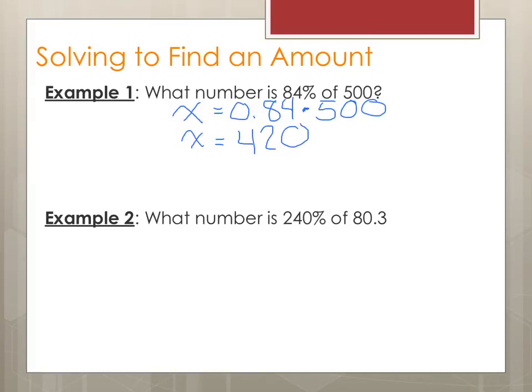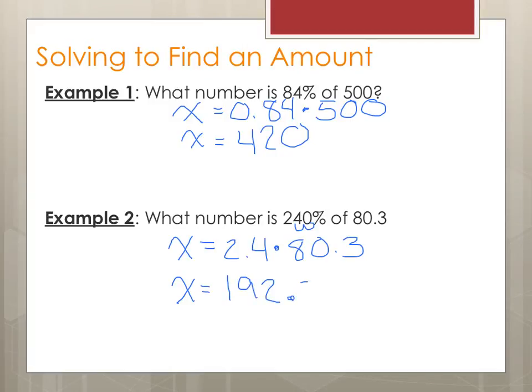Example 2. What number is 240% of 80.3? What number, x, equals 240%. We need to move the decimal two places, so it's 2.4 times 80.3. Again, our variable is left alone on the left. We just have to do the multiplication, 2.4 times 80.3, and we get 192.72.